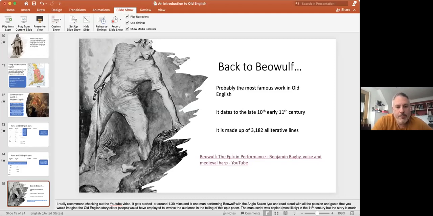So I was going to play for you a small extract from the beginning of Beowulf, just a couple of words, to give you a flavour of what that would have sounded like.